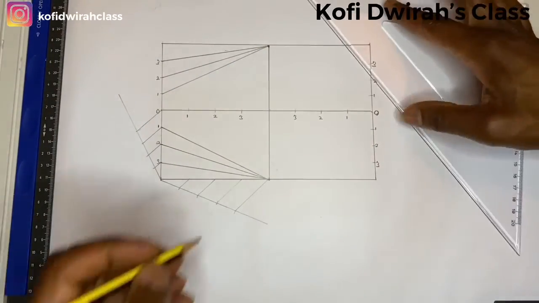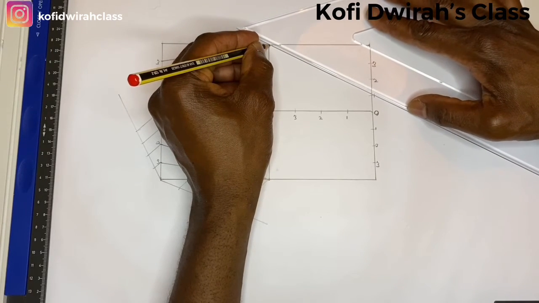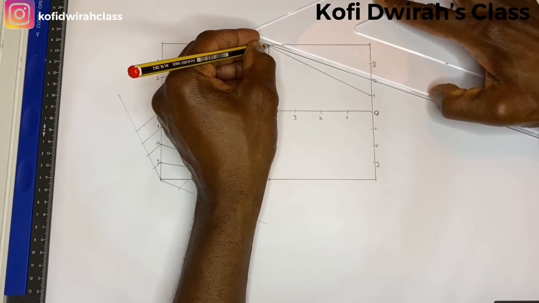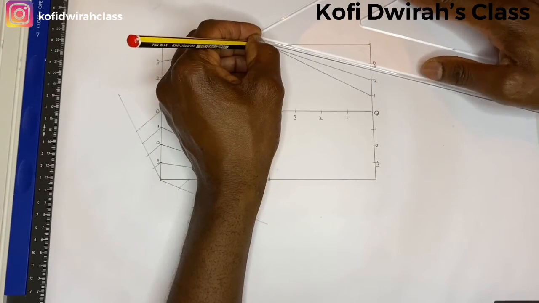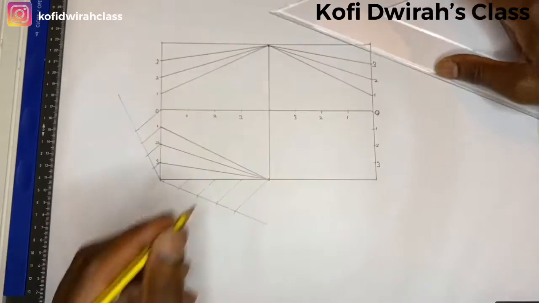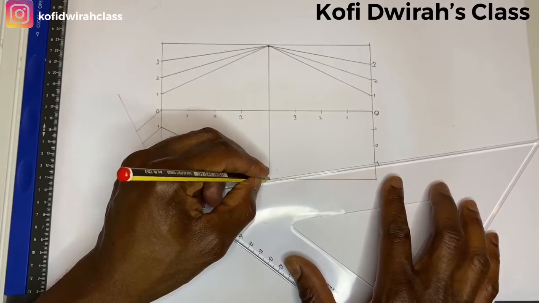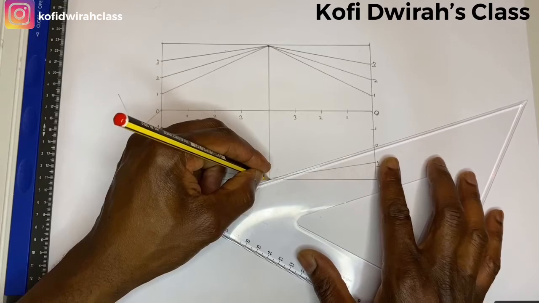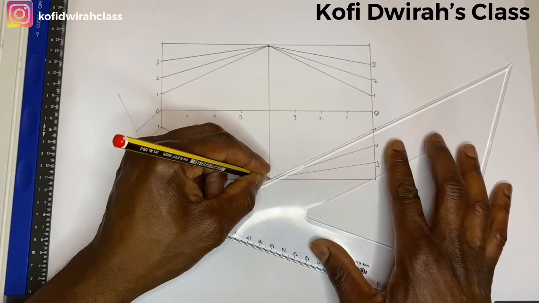Then let's move to the other side. From the same point to 1, you draw your line. The same point to 2, you draw your line. The same point to 3, you draw your line. Then from this point here to 3, you draw your line. The same point to 2, you draw your line. Then to 1.